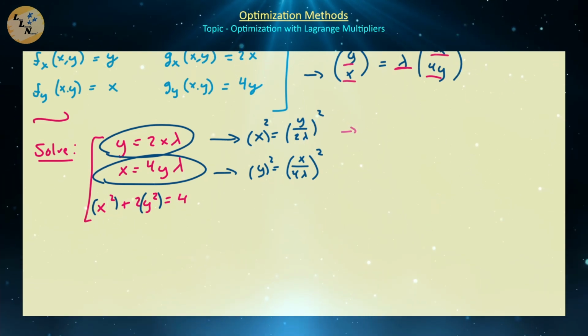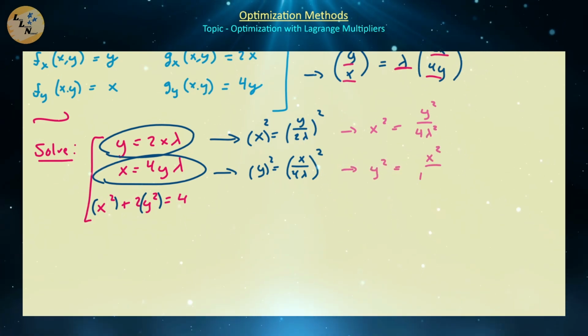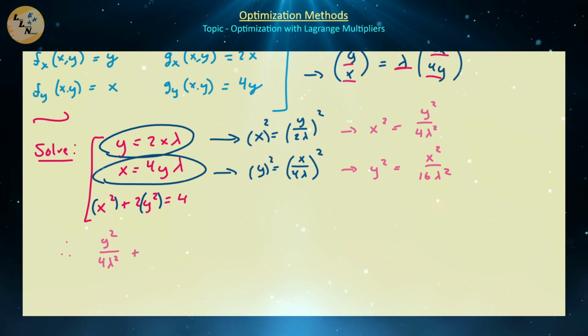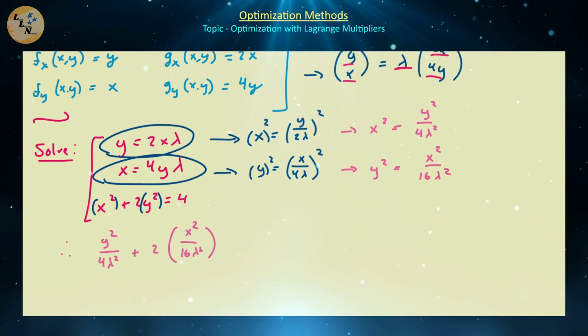So once we actually do that, we're going to have x squared is equal to y squared all over 4 lambda squared, and y squared is equal to x squared divided by 16 lambda squared. So substituting them in the last equation is going to give us what? So that's going to give us y squared all over 4 lambda squared plus 2 times x squared over 16 lambda squared is equal to 4. Let's see what we got going on here.